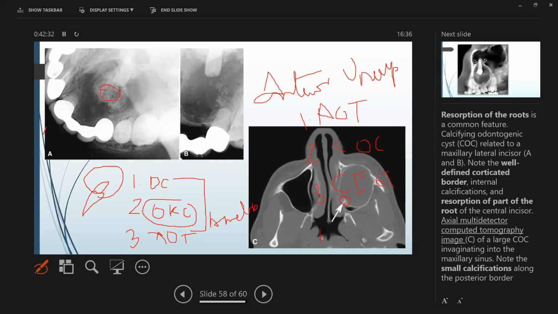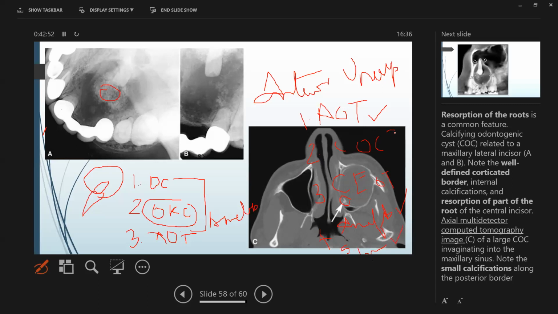And there is another tumor called ameloblastic fibroma, but this will occur in younger individuals. And number five is unicystic ameloblastoma. This also occurs in younger individuals.